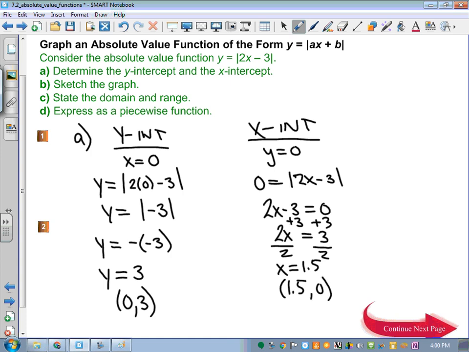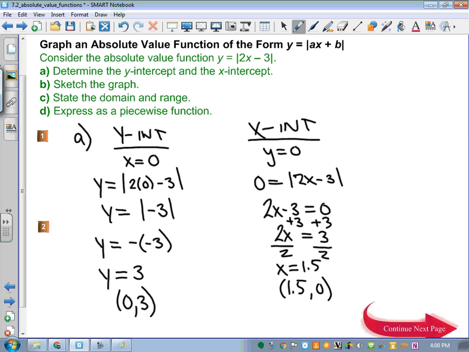Now, for a linear function, if you have 2 points, you can connect them via a line and you have the graph. But absolute value functions are a little bit more complex. They change directions. And so to sketch the graph, I would recommend we use technology. Or in some cases, as you get better and better at this, you may be able to do D first. And if you have expressed it as a piecewise function, then you can graph both pieces of those functions.